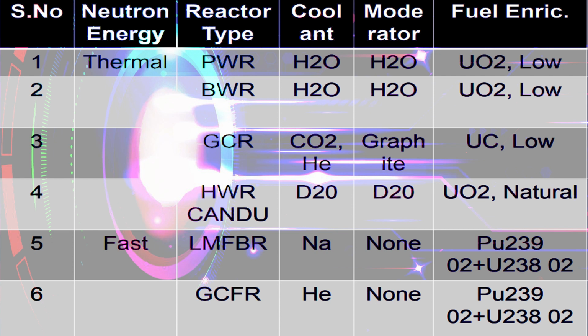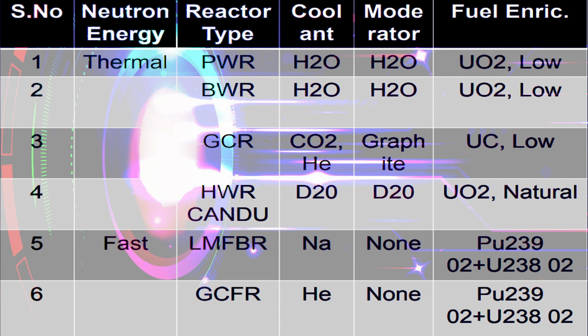Next, neutron energy is fast. Reactor type is the liquid metal fast breeder reactor. Coolant is sodium. No moderator is used. Fuel enrichment is plutonium 239 oxide and uranium 238 oxide.